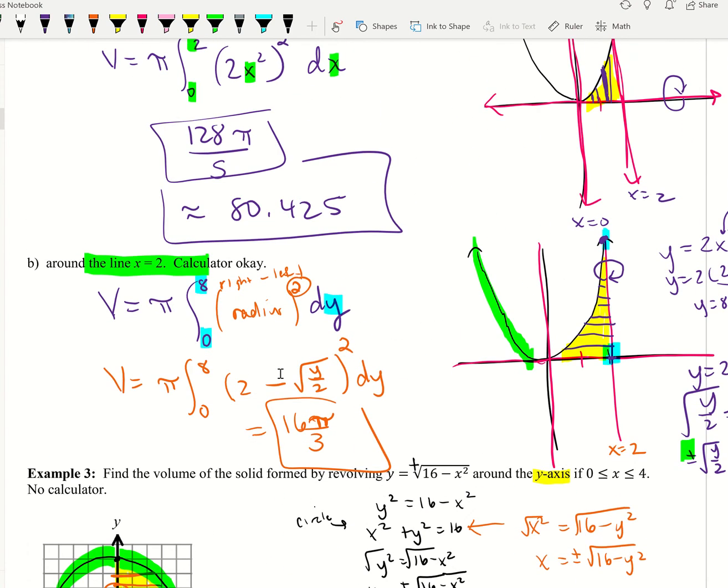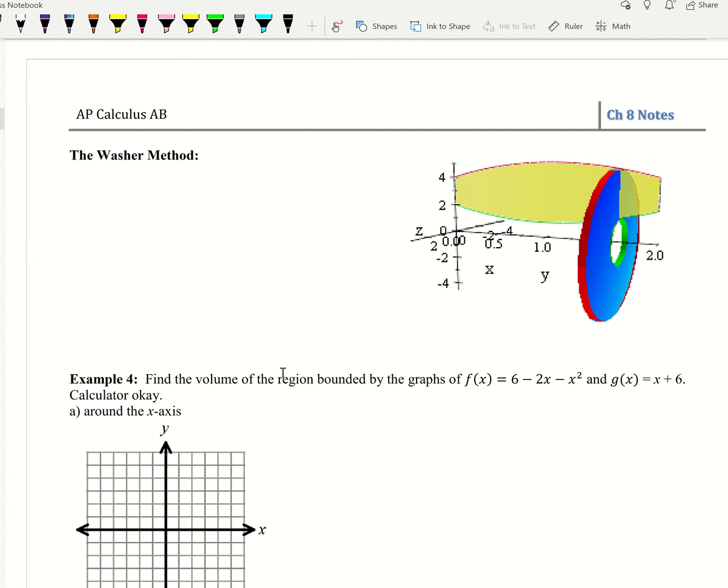Now, you might remember me saying that part B was a preview of something coming up. Here's what it is. It's called the washer method. The washer method, a washer is like a disc, but it has a hole in the middle. You can identify the washer method because what you'll see is that there is white space or non-shaded space between a shaded region and the axis of revolution or the axis of rotation.